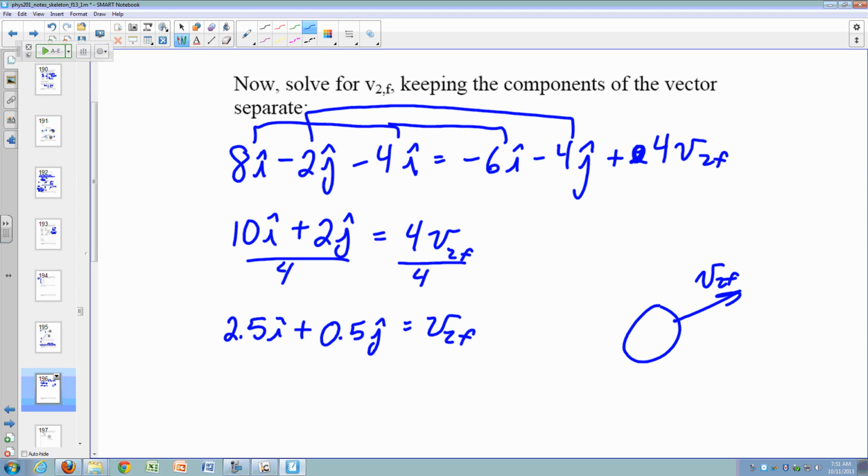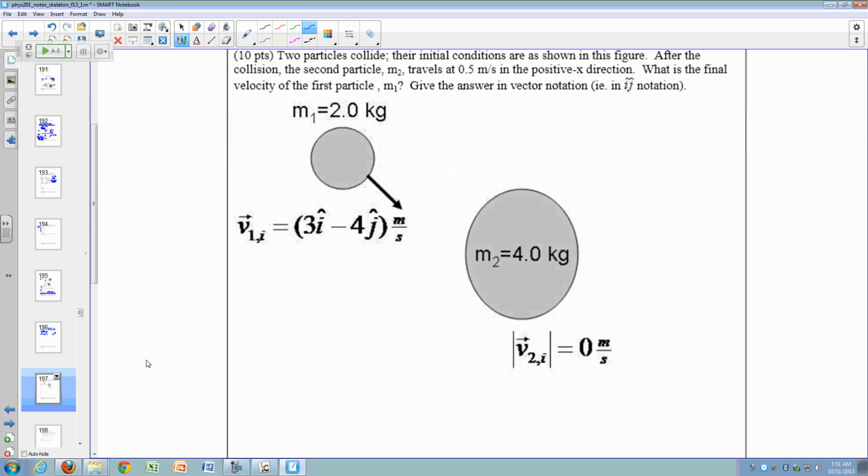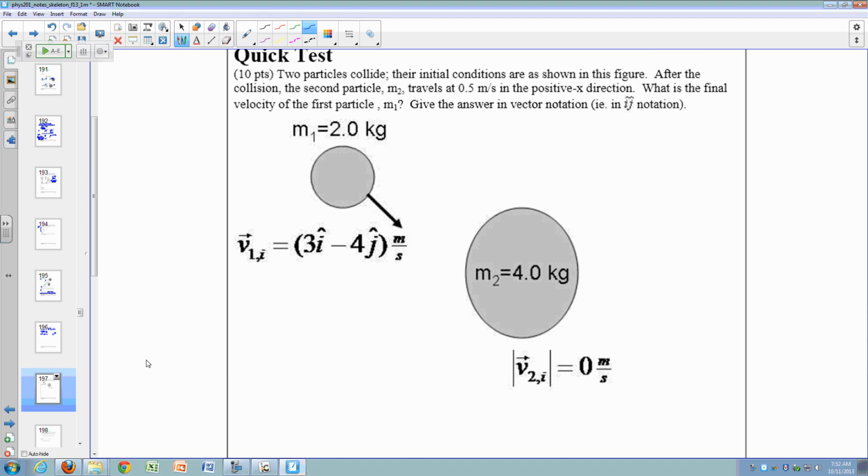We'll try one on our own in just a second. Want to try this on your own? It's exactly the same as we've been doing. You're just keeping those i and j terms separate. If you saw it on the test, it would be something very similar to this. Is that okay? Try it on your own. I'll give you a bit of a head start. Very similar, just different numbers. We'll know the final velocity of the first particle.